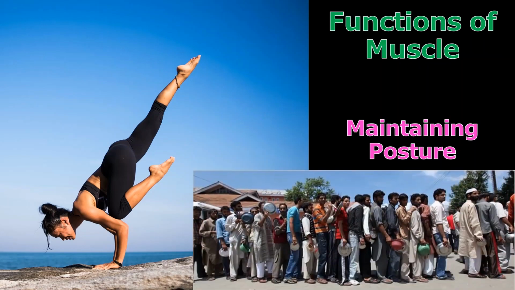Think about standing in line, something that many people do a lot in their life. It's quite difficult, actually, to coordinate the musculature to allow you to stand up straight and not fall over. It takes a lot more muscles than you might think. So maintaining posture, or this idea of limiting muscular motion, is an equally valid function of muscles.